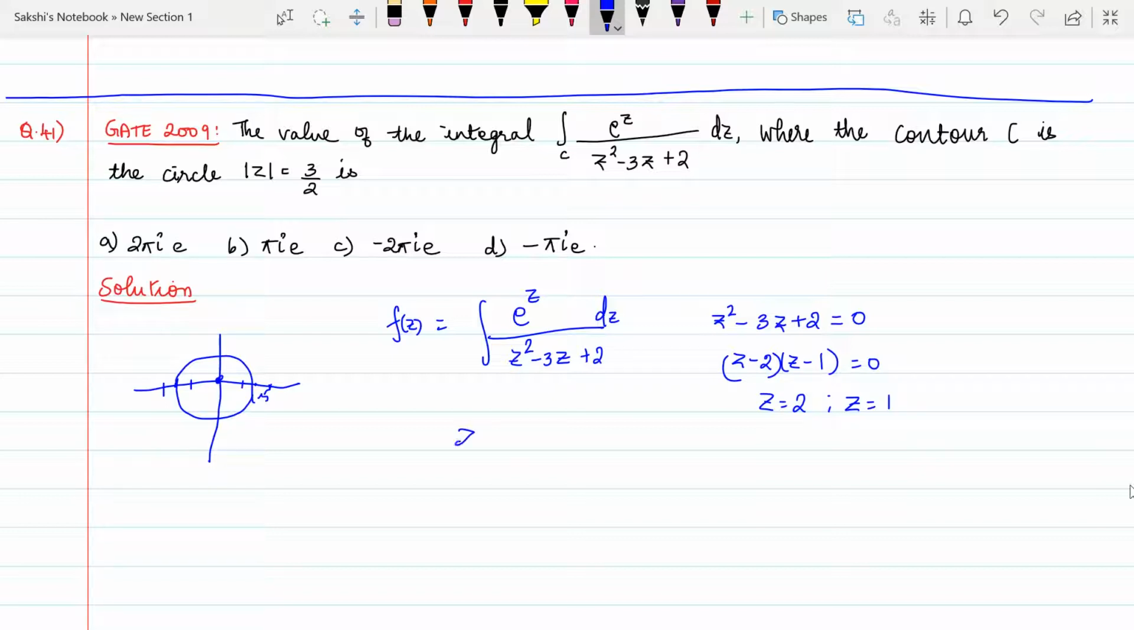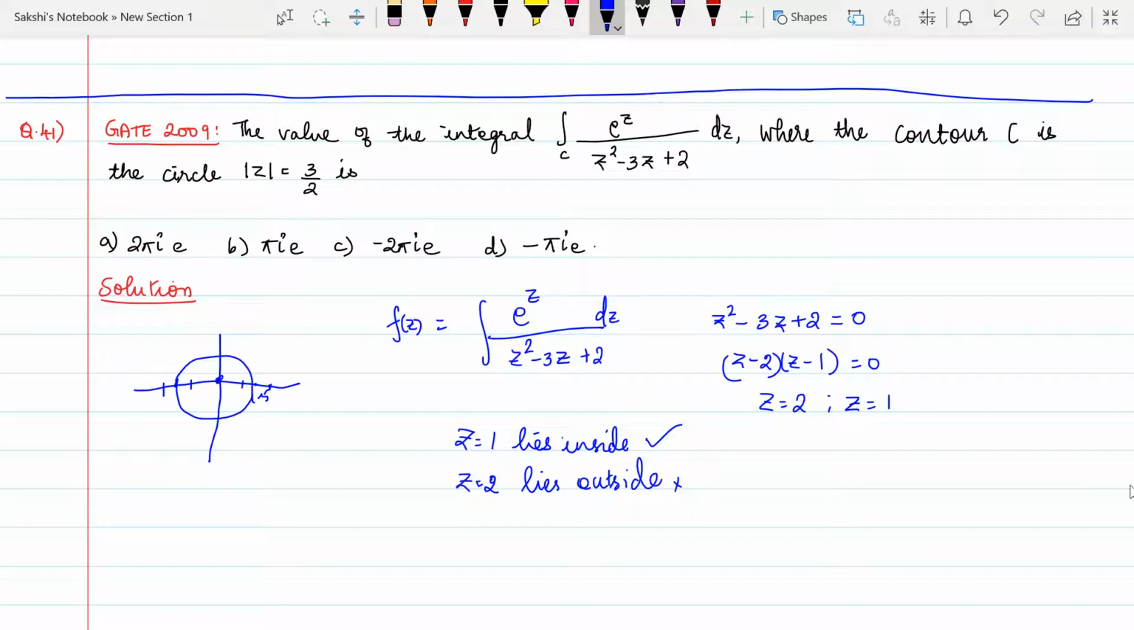If you see, z is equal to 1 lies inside the contour, whereas z is equal to 2 lies outside because our radius is only 1.5. So 2 lies outside 1.5. Hence I can say that 2 lies outside, so I can just find the residue for z is equal to 1.